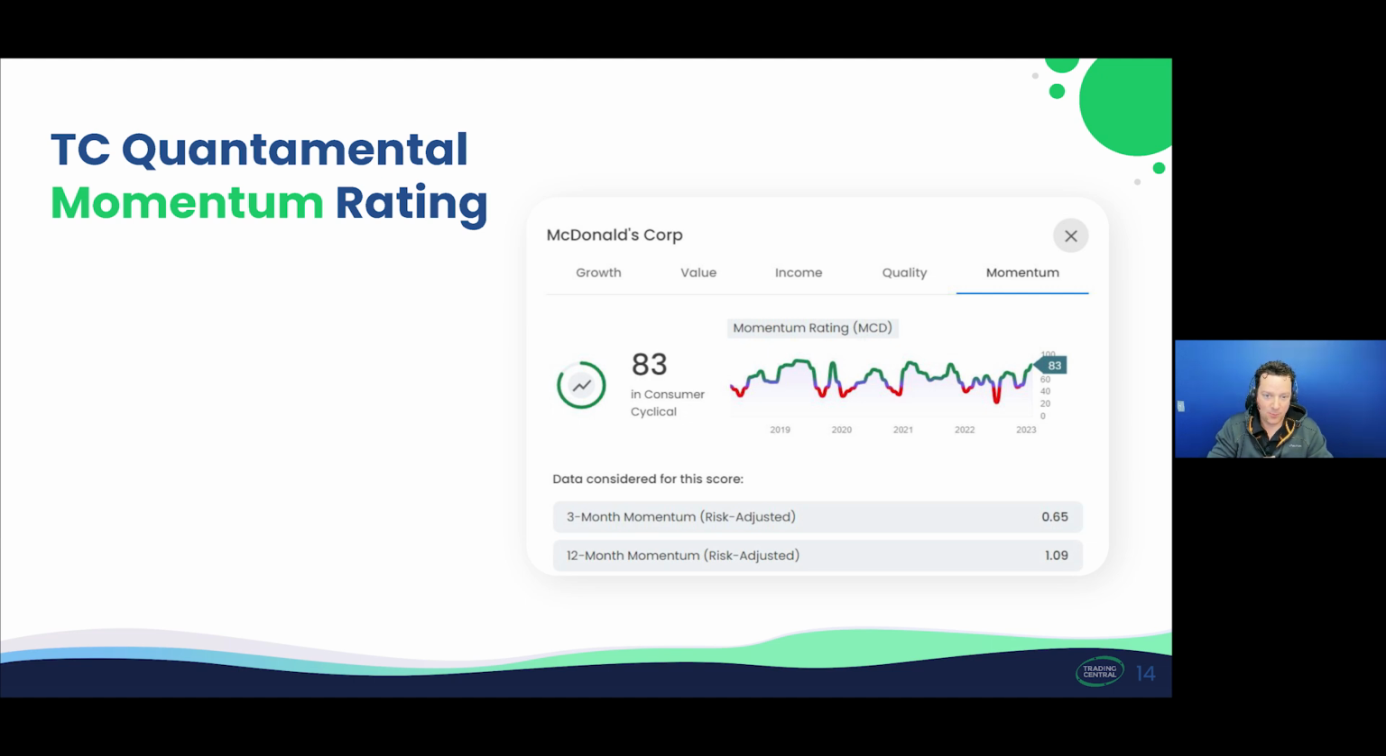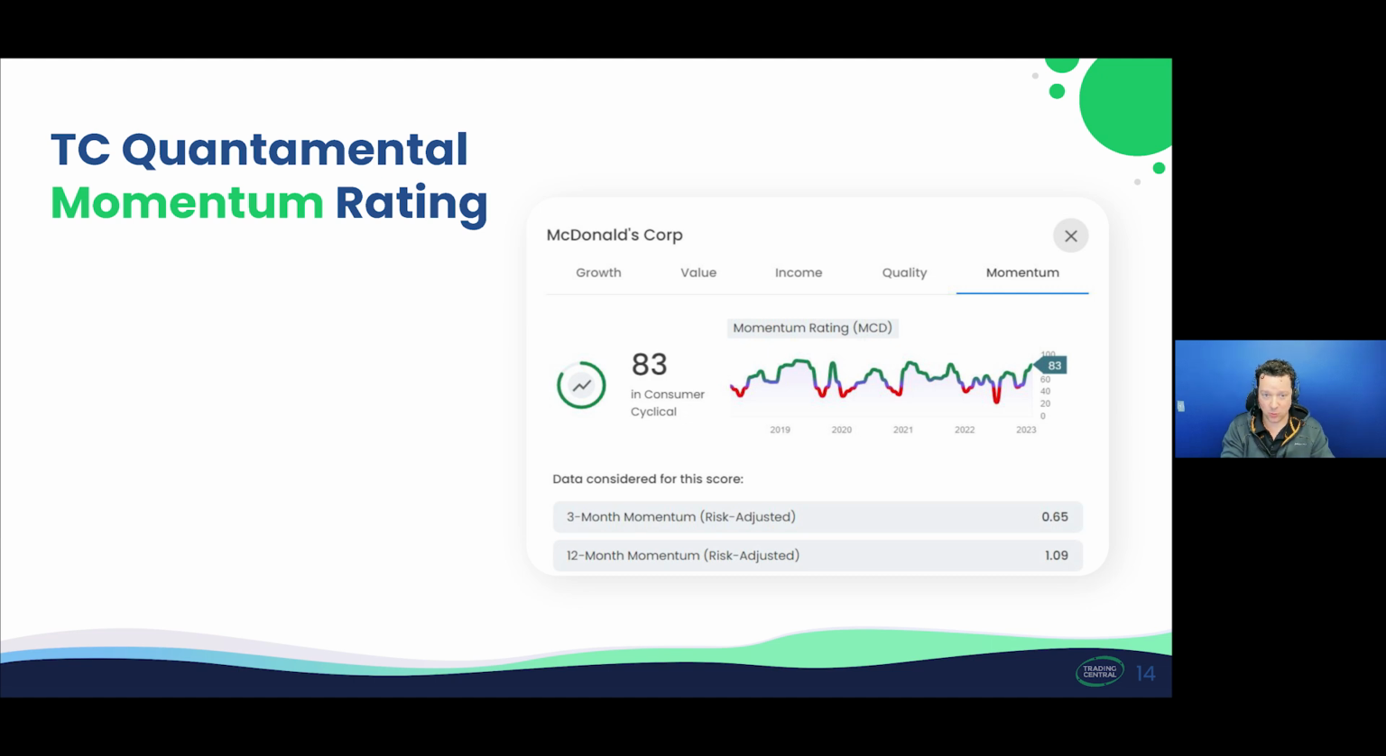But momentum rating, again, it's not really talking about momentum stocks, right? So this identifies stocks with strong recent price performance, which tend to continue to perform well in the near term due to either investor sentiment or actual market trends. So we use 3-month and 12-month price momentum, which is risk adjusted. And these are the key metrics. And it's about a 20% weight in the overall Quantamental score.